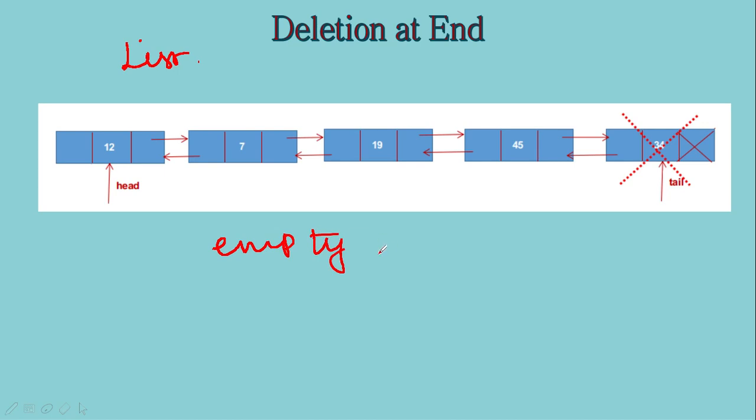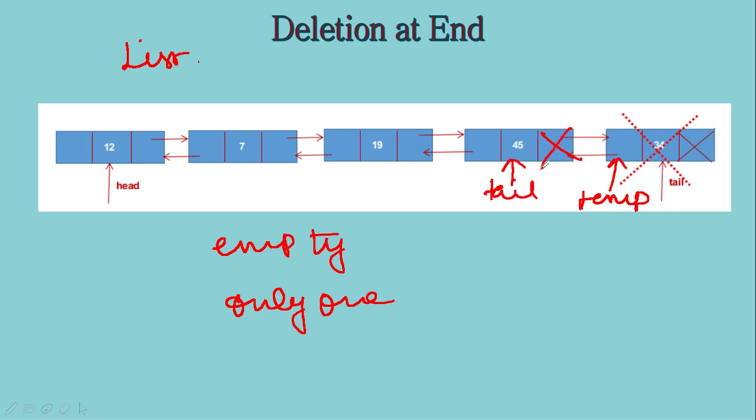When the list is empty, we have to indicate failure to the callee function and return -1, and in the case when there is only one node, we have to make both head and tail equal to null, because there is the only node present, and after deleting that node the list will become empty. In all other cases, we can make temp point to the last node, that is tail, and move tail to the previous node and make the next part of tail null, and we can return the data part of temp and then delete temp.